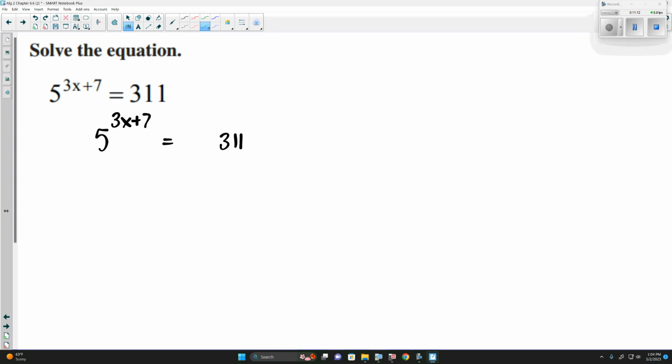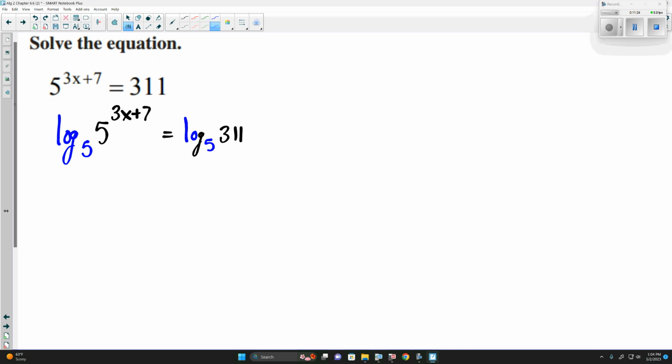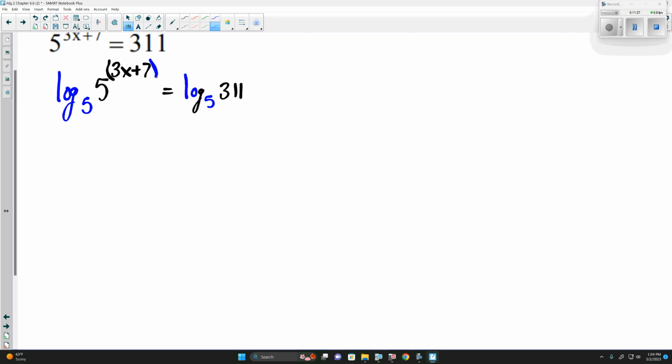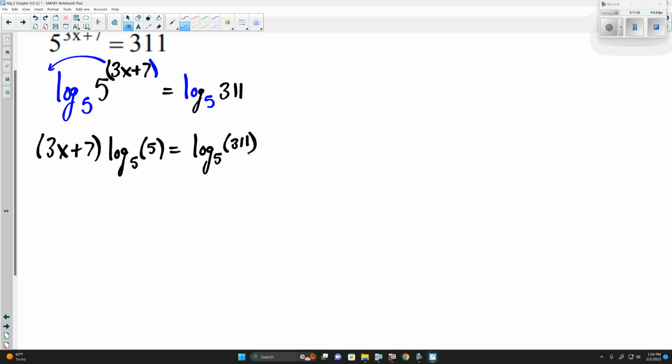So, what can we do first? Apply log base 5 to both sides. Now we'll move the 3x plus 7 to the front. I'm going to rewrite this one out so we see it. 3x plus 7 times log base 5 of 5 is equal to log base 5 of 311. But we know this whole number is 1.